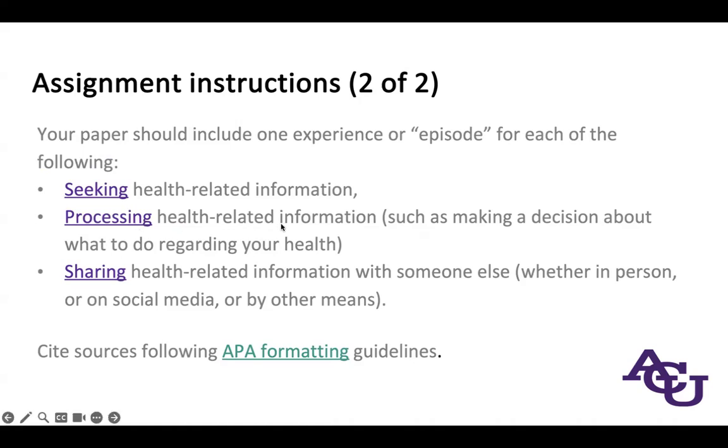Let's see, where were we? So your paper, continuing with the instructions, will include one experience or episode for each of the following: seeking health-related information, processing health-related information, such as making a decision about what to do regarding your health, and last, sharing health-related information with someone else, whether in person or on social media or by other means. You will also need to make sure to cite your sources following APA formatting guidelines.